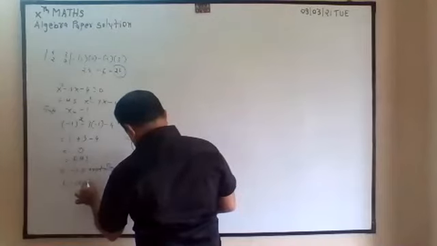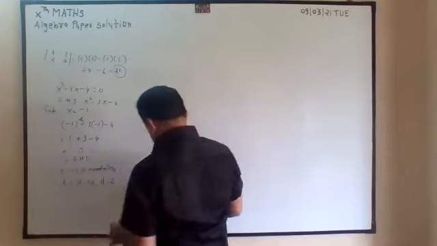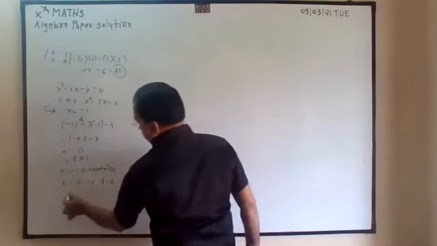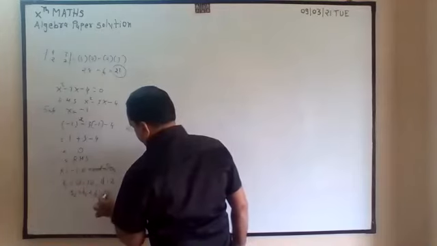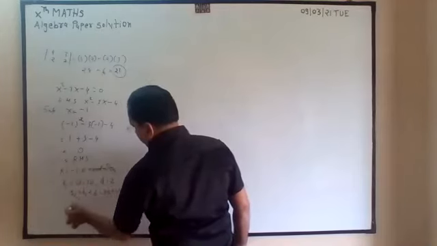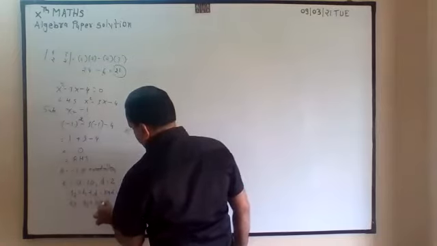t1 is equal to a is equal to 10. d is equal to 2. So t2 is equal to t1 plus difference, 10 plus 2, 12. t3 is equal to t2 plus difference, 12 plus 2.